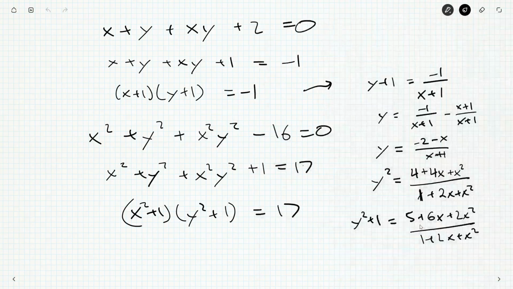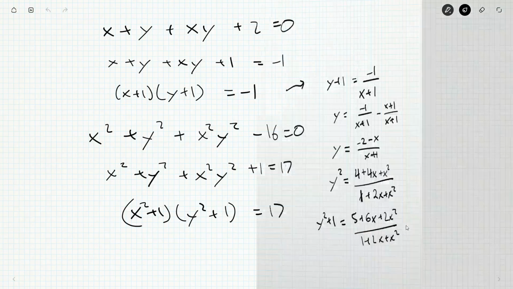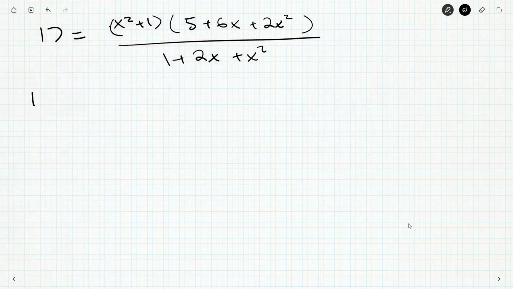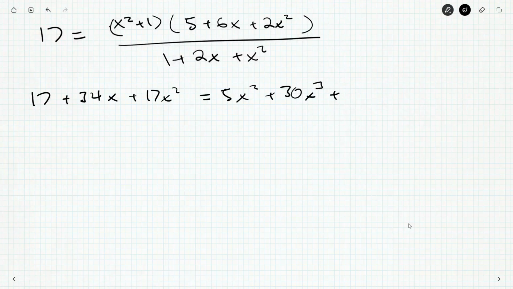Alright, let's just double check. Yeah, okay. So then 17 plus 34x plus 17x squared is going to be equal to 5x squared plus 30x cubed plus 2x to the 4 plus 5 plus 6x plus 2x squared.